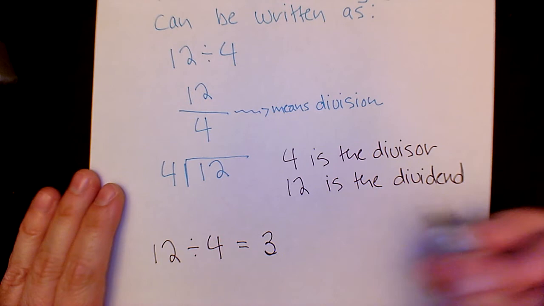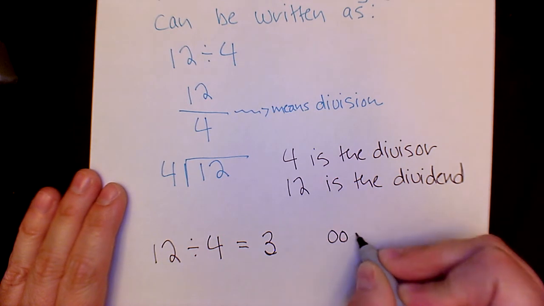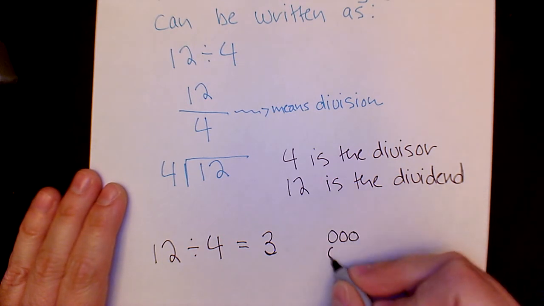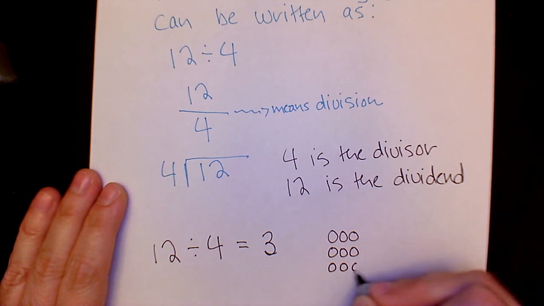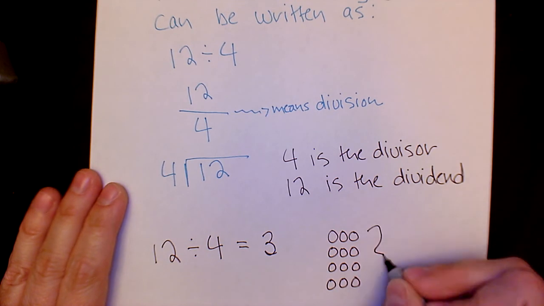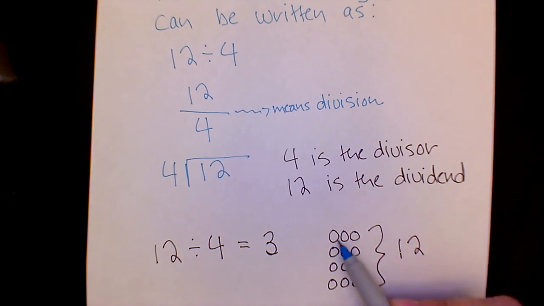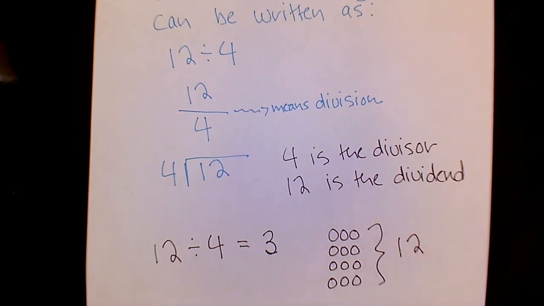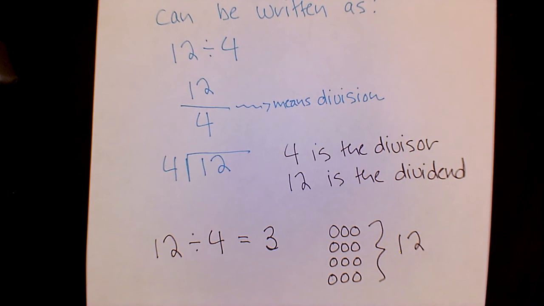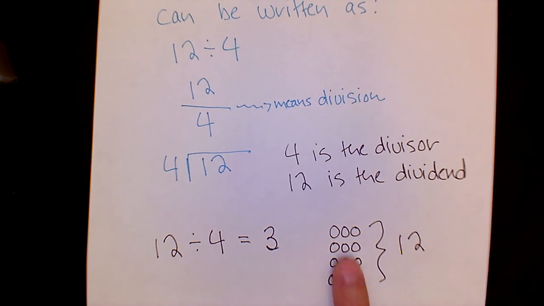Just so you know I'm not making something up. Okay, there's 12 dots. I have 1, 2, 3, 4 groups. When I put them in 4 groups, when I divvy them up into 4 groups, I get 3 in each group. 12 divided by 4 is 3.